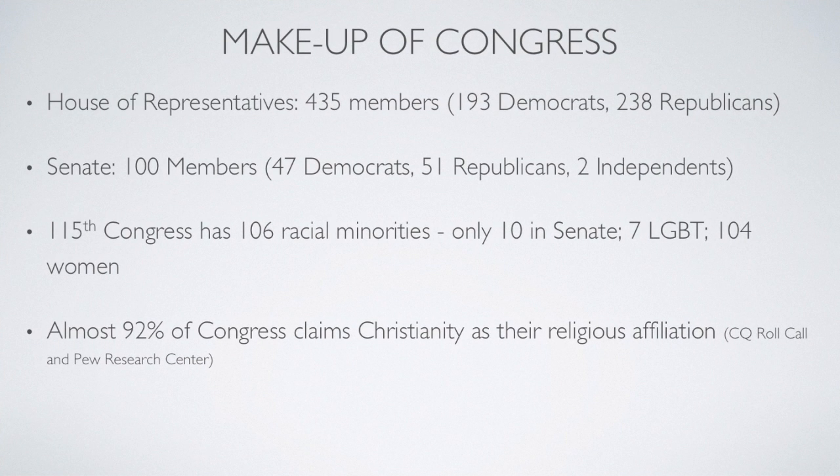Makeup of Congress. The House of Representatives, as we mentioned before, is 435 members. The Senate is 100 members. And it can differentiate between Republican and Democrat and also independent. The 115th Congress has a racial minority of 106 in the House, only 10 in the Senate, 7 LGBT, and 104 are women.